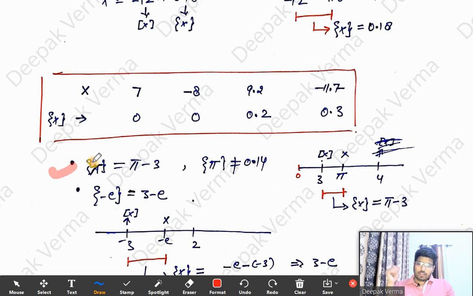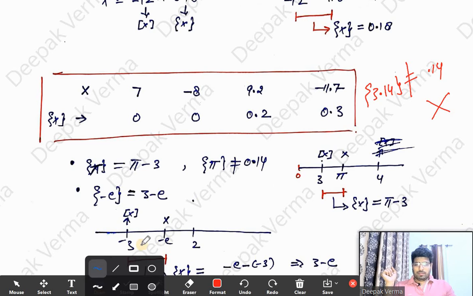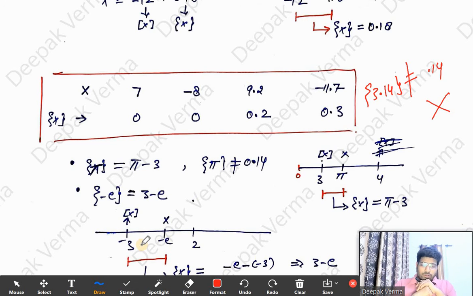Now what is the value of the fractional part of pi? Here people generally make a mistake. They write pi as 3.14 and write that the fractional part is equal to 0.14. Of course they are wrong. This is not true, because the value of pi is not 3.14. This is an approximate value, but we know that pi lies somewhere between 3 and 4.